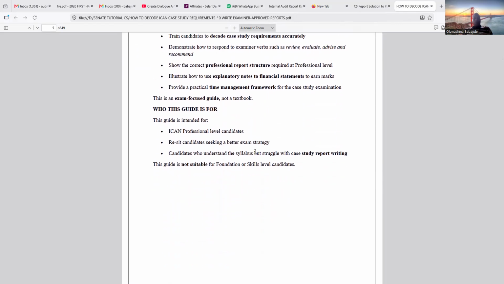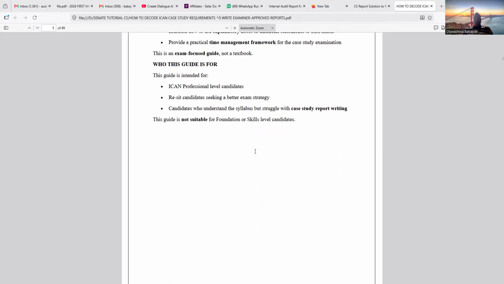Who is this guide for? It's for ICAN professional level candidates, whether you are writing that exam now or preparing for it. It's also for candidates who understand the syllabus but struggle with case study reports. I told you the story of a particular stockbroker who met me many years ago and said that despite knowing how to write, he keeps failing. It's for everybody writing case study who has been struggling to pass.